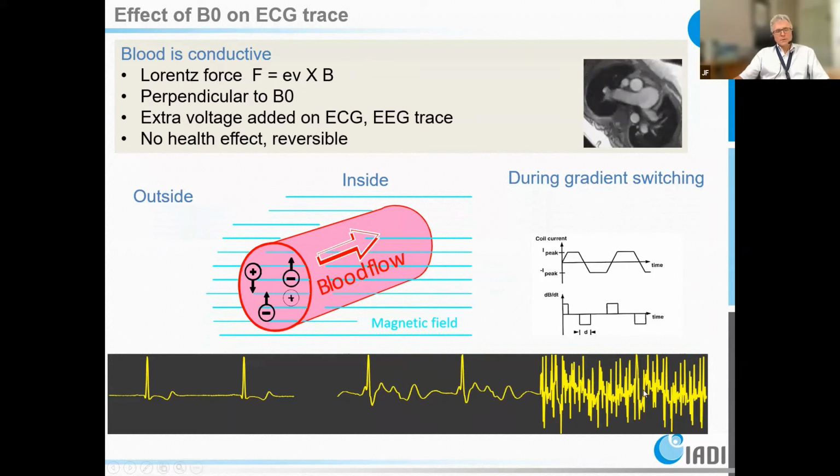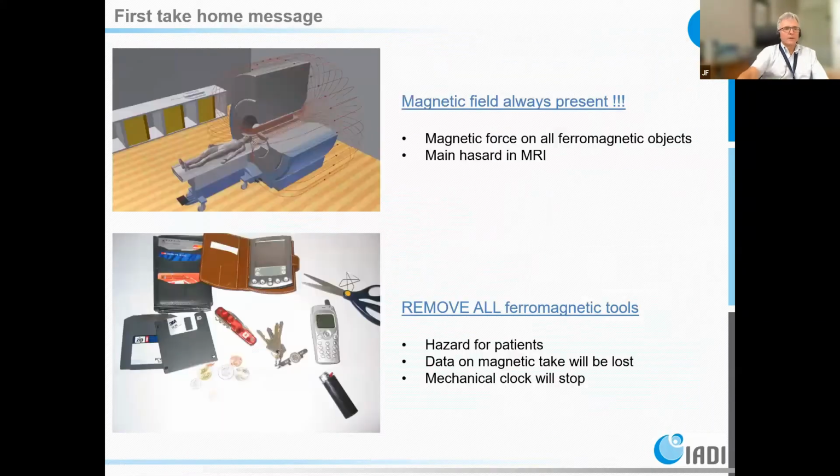I will talk about this later, but if you start the gradient of the magnetic field, you will have a lot of artifacts here, and this is another issue. So, take-home message for B0: the magnetic field is always present. For every system, only a few resistive systems exist, for example the small one that I showed before, but if not, the magnetic field is always present here.